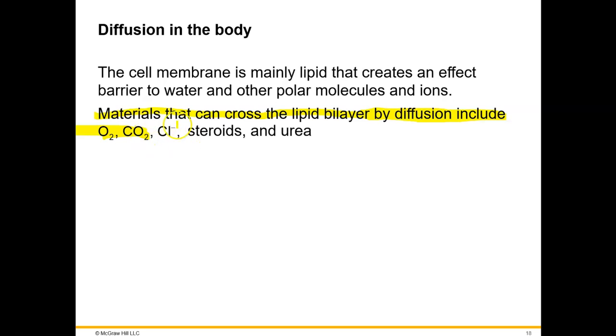Chloride ion, I'm not sure why, because it does have a charge, so you wouldn't think, but it's listed here. I'm not going to highlight it, but it must be a substance that can cross through the phospholipids. And then steroids, which are also lipids. So if it's lipid soluble, like steroids, oxygen, carbon dioxide, and urea is another substance.